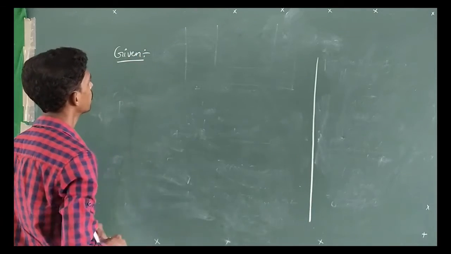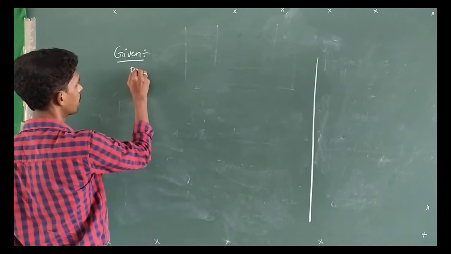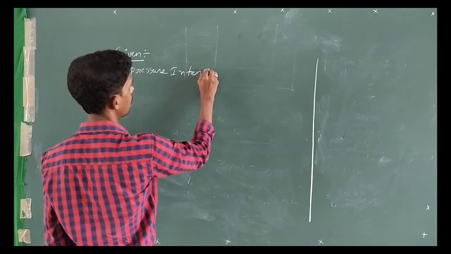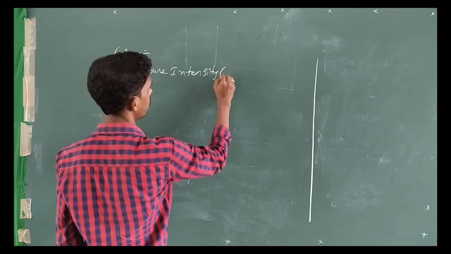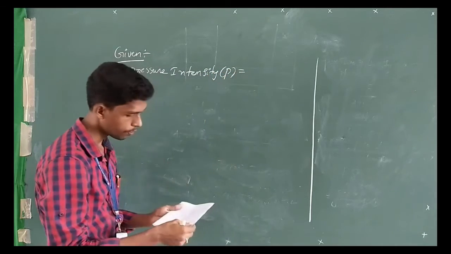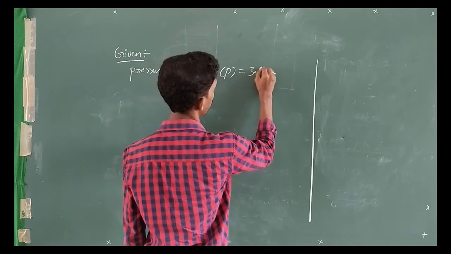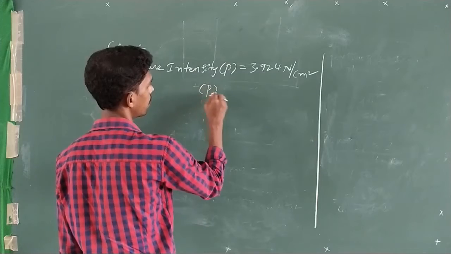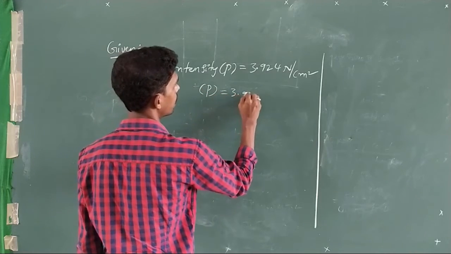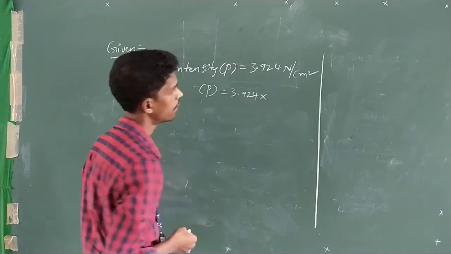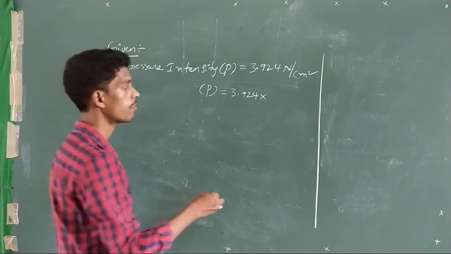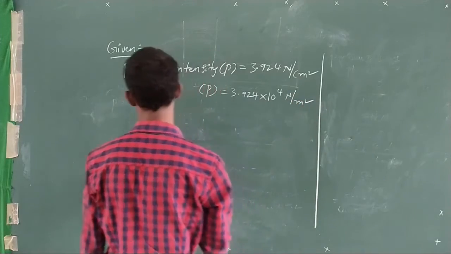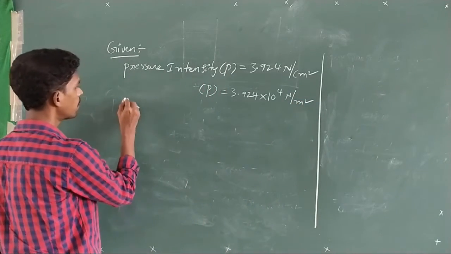Write the given data. So what about the pressure intensity? The pressure intensity P is equal to 3.924 Newton per centimeter square. Right? If you want to convert it, you can convert Newton per centimeter square into Newton per meter square. So multiplied by 10 power 4. So it is Newton per meter square. Right. What about the next one?